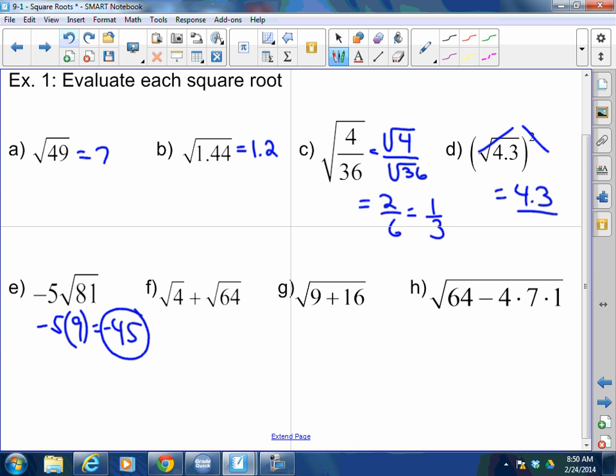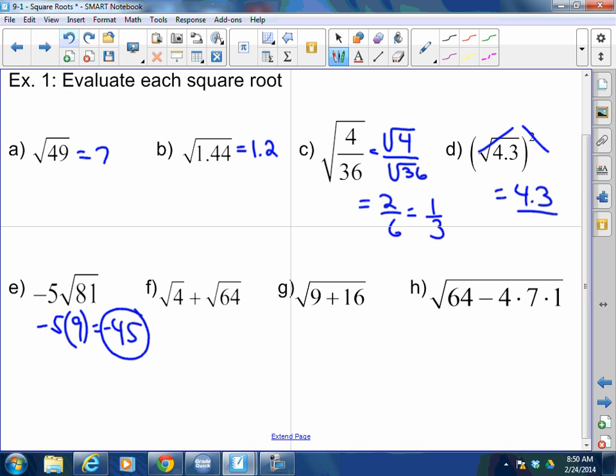Okay. Square root of 4 plus square root of 64. The temptation is to say, oh, this is square root of 68. No. Radicals work like variables. You can only add like radicals.